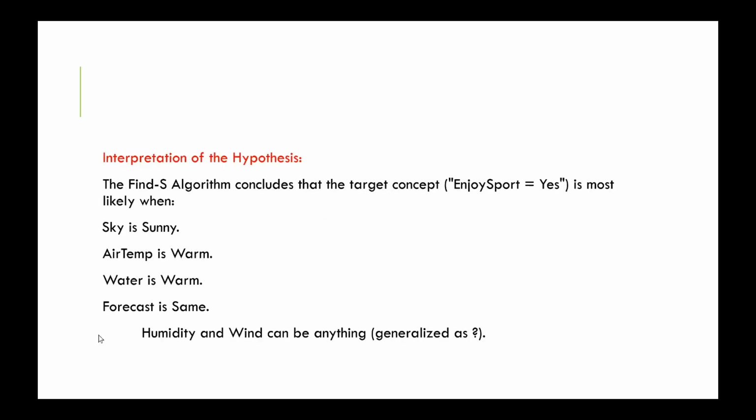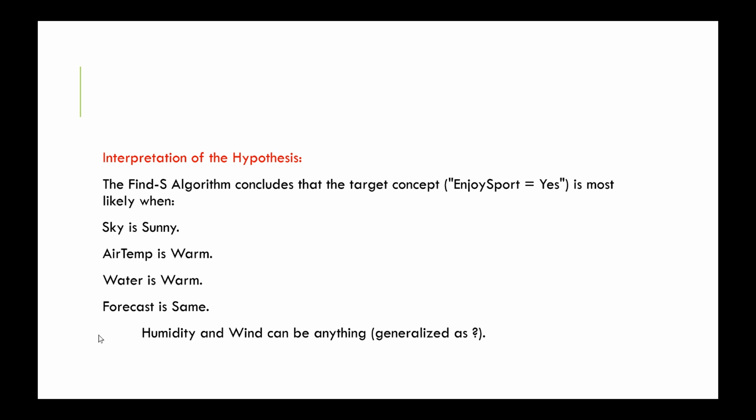So the interpretation of the hypothesis: the target concept EnjoySport equal to yes is most likely when the sky is sunny, air temperature is warm, water is warm, forecast is same. Only the changes will come at the place of humidity and wind, which can be anything, generalized as question mark. At the place of humidity, we may get normal or high. At the place of wind, we may get strong or weak.